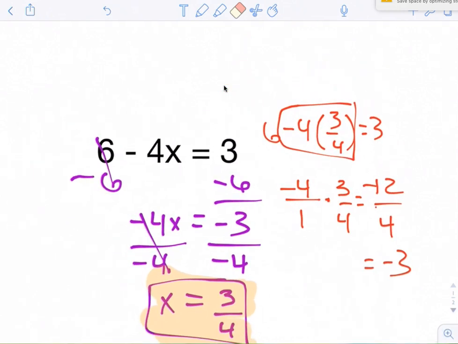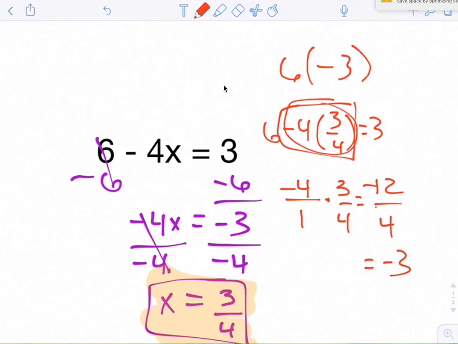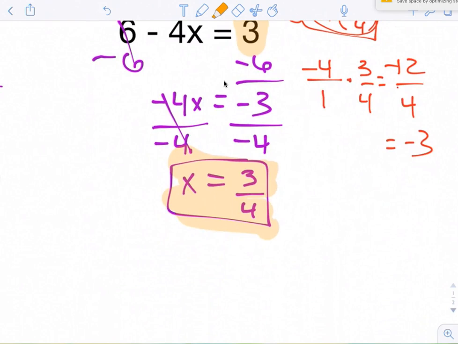Let's see if that works. So we do 6 now. We found -3 in this little square part equals 3. 6, we're not multiplying anymore. 6 minus 3 equals 3. That is correct. All right. 3 and 3. So we know that x equals 3/4.